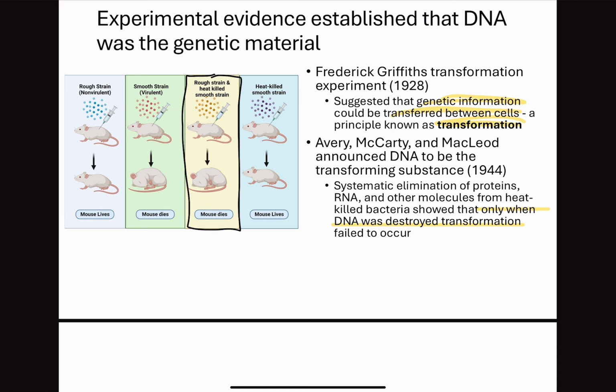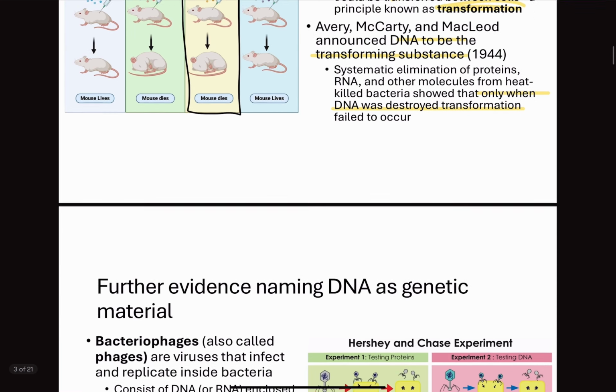So then in 1944, Avery, McCarty, and McLeod announced that the transforming substance was DNA. A lot of biologists at this point were skeptical because there seemed to be better candidates. It was also thought that the genes of bacteria could not be similar in composition and function to those of more complex organisms.